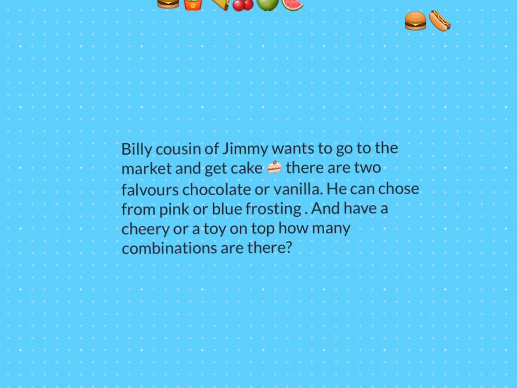Billy, the cousin of Jimmy, wants to go to the market and get cake. There are 2 flavors, chocolate or vanilla. He can choose from pink or blue frosting. He can have a cherry or a toy on top. How many combinations are there? There are 2 combinations in each: chocolate or vanilla, pink or blue, and cherry or toy. So we multiply 2 times 2 times 2 because there are 2 in each category, and then we'll have 8.